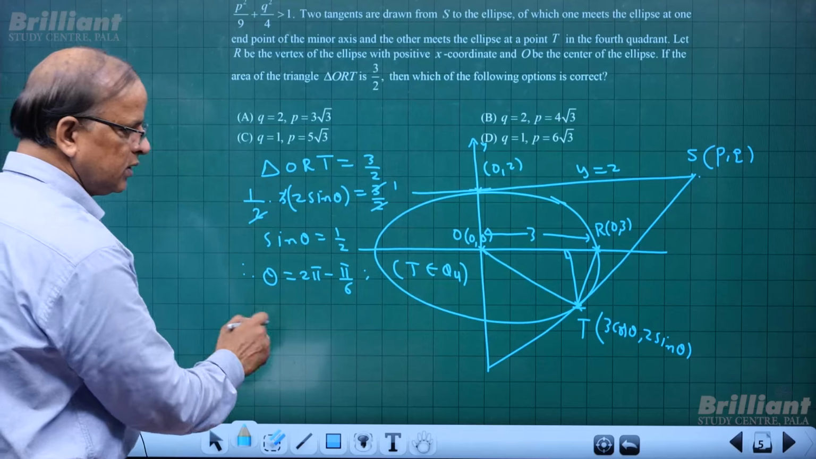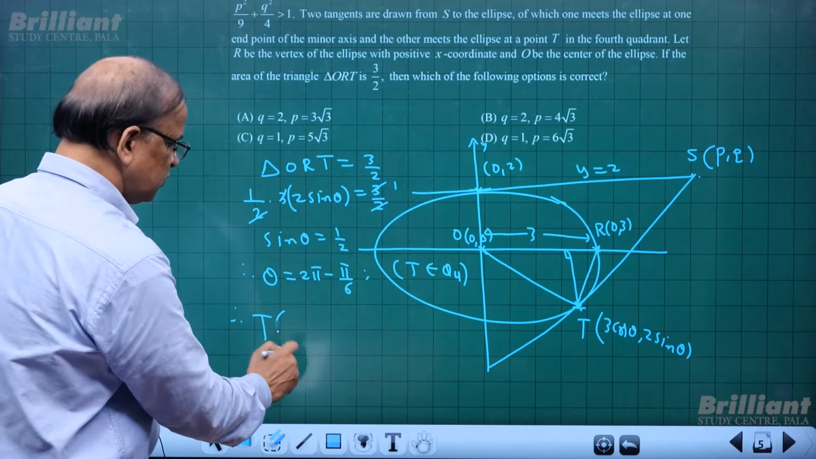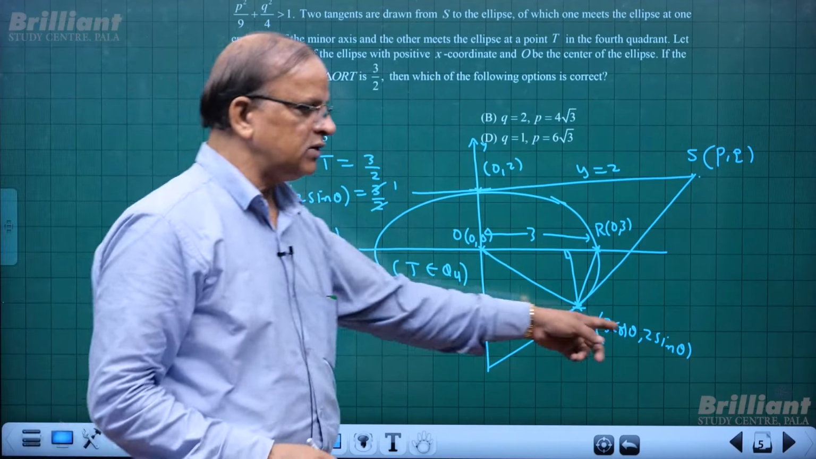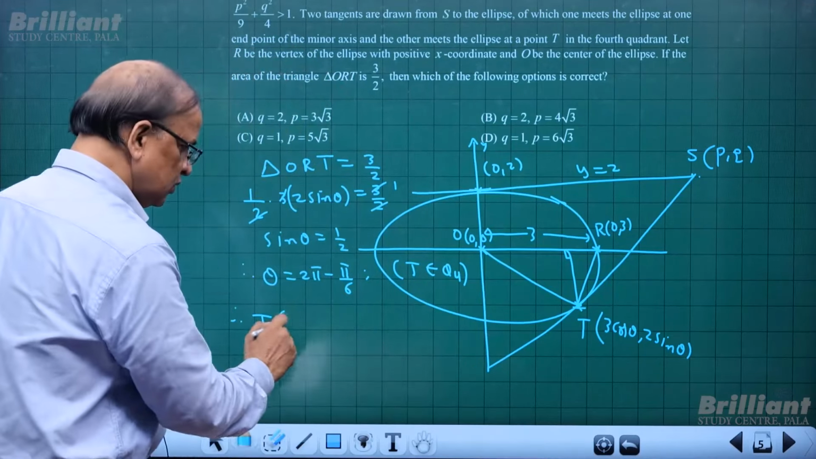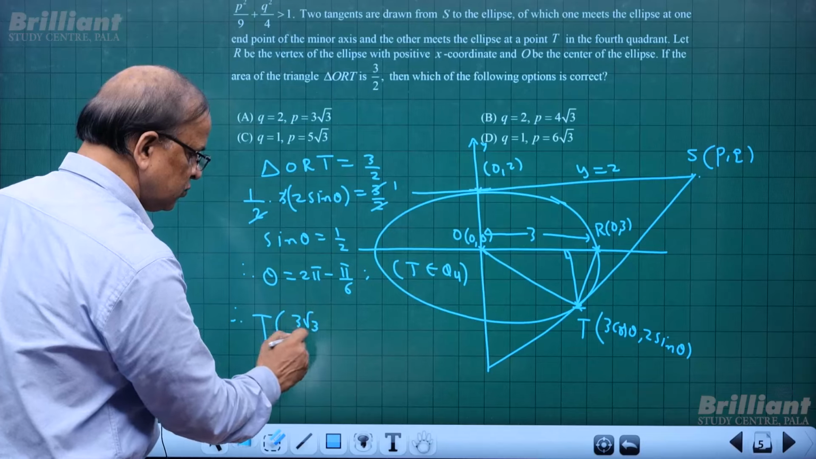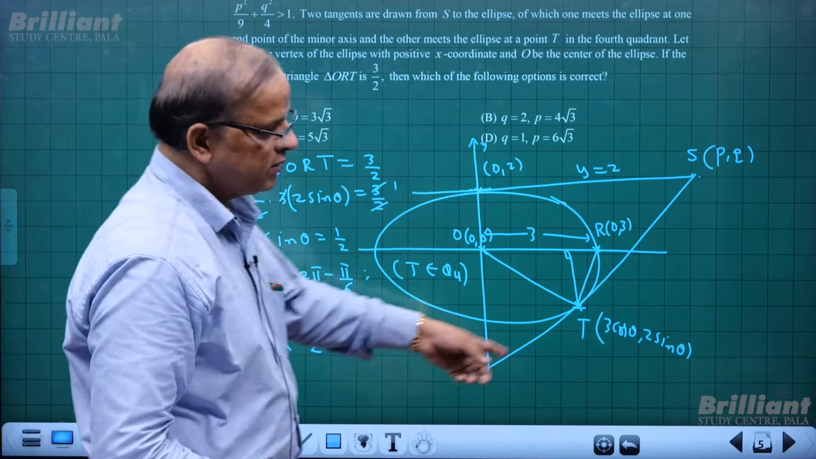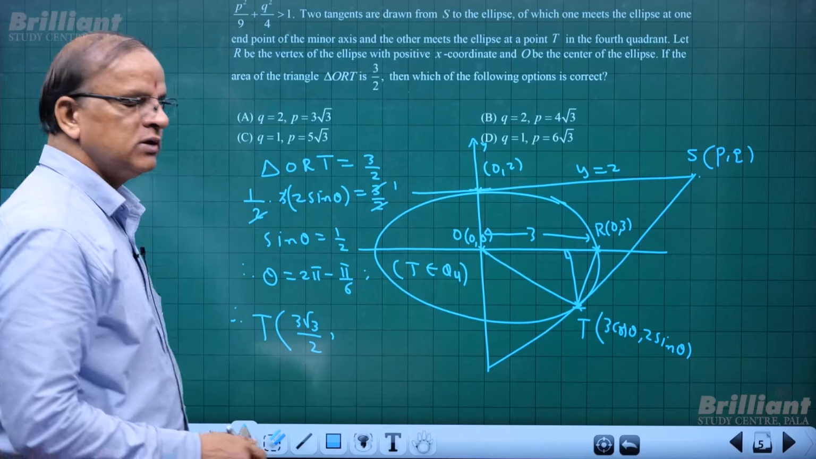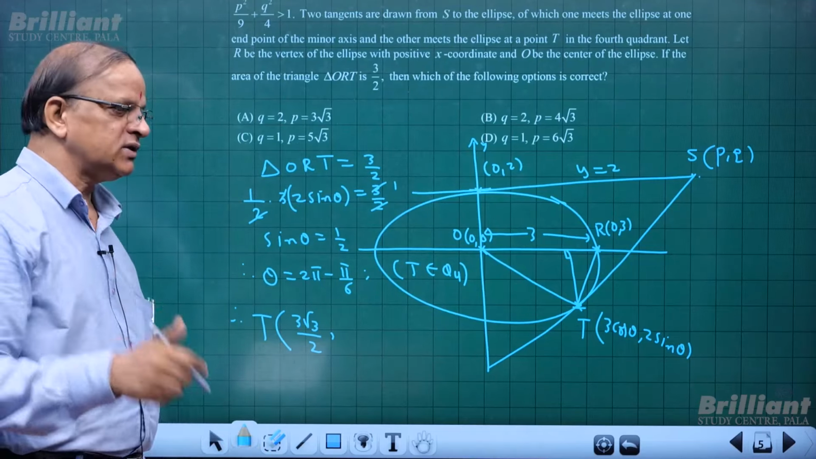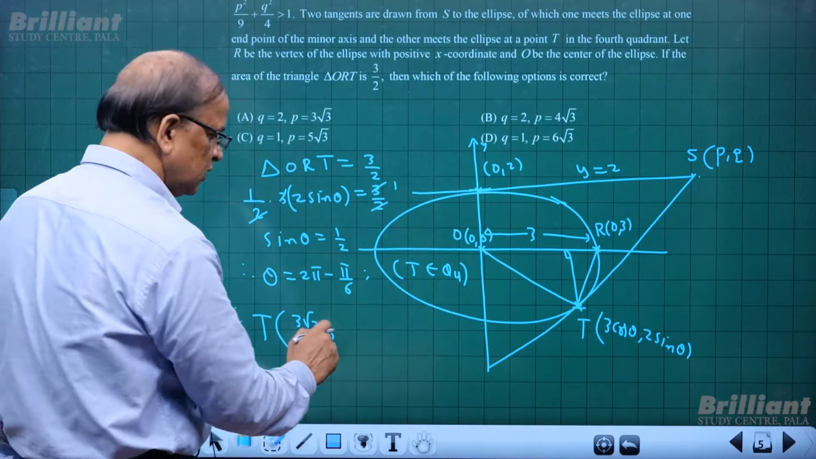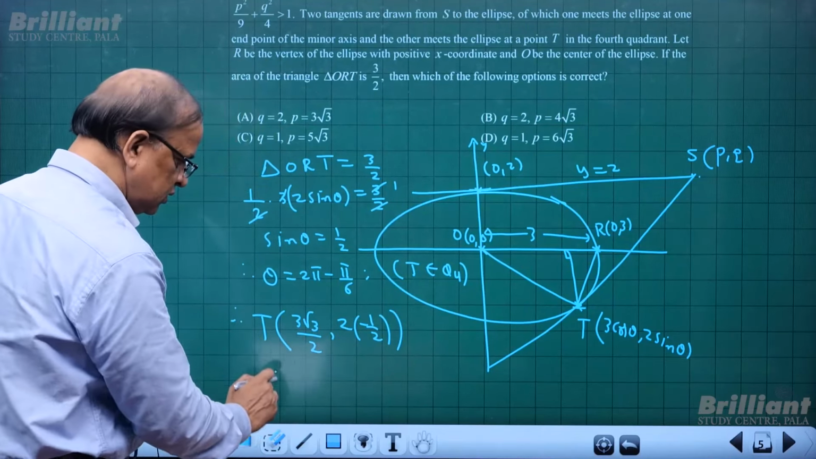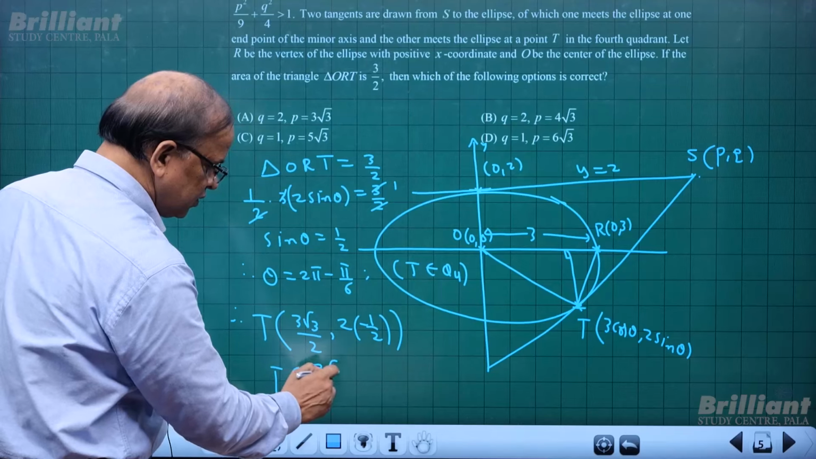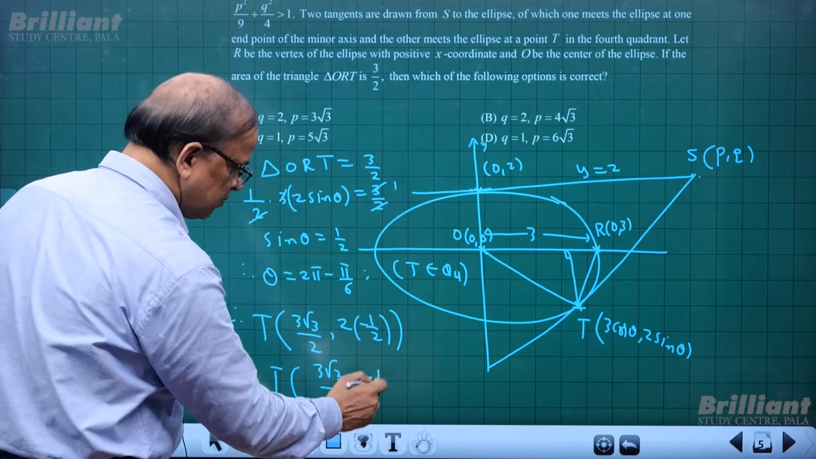So the T coordinate is 3 cos of this. So cos 30 is root 3 by 2, so 3 root 3 by 2, right? And sin of this is sin of 360 minus theta, which is minus sin 30. So 2 into minus half. Therefore T will be 3 root 3 by 2 comma minus 1.